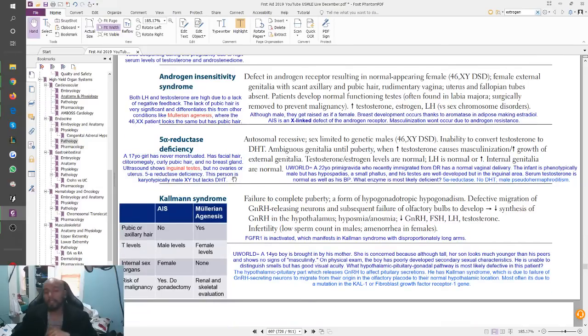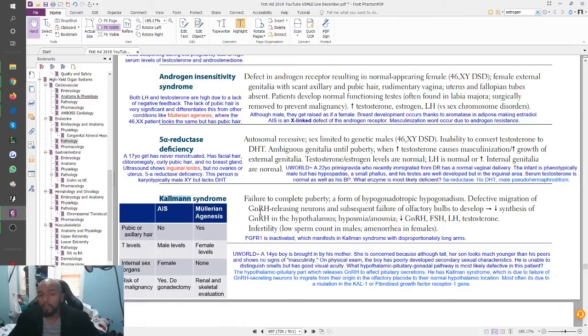Last thing on this page, Kallmann syndrome. So Kallmann syndrome, the main thing is going to be lack of being able to smell things. Okay. Failure to complete puberty, a form of hypogonadotropic hypogonadism. So they're not making LH and FSH, right? No gonadotropic hormones, gonadotropin releasing hormone. So GnRH causes the release of more LH and FSH. This is going to be hypo.